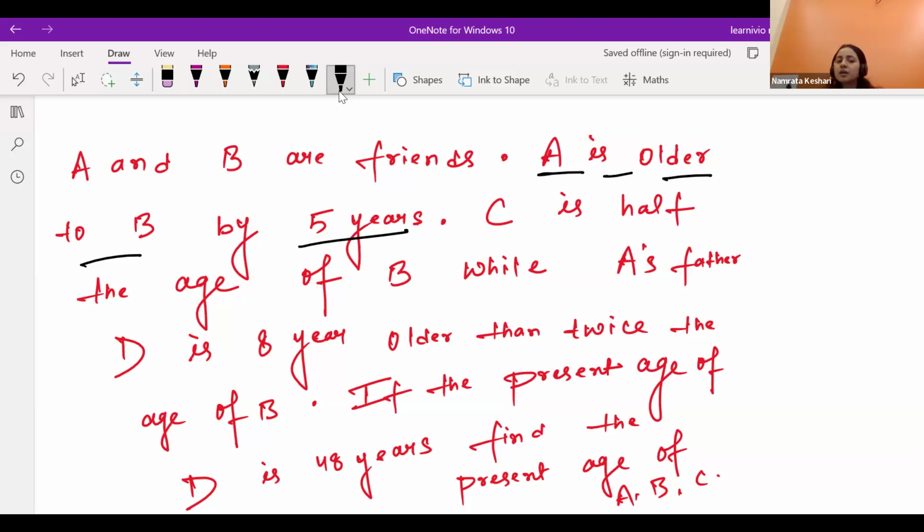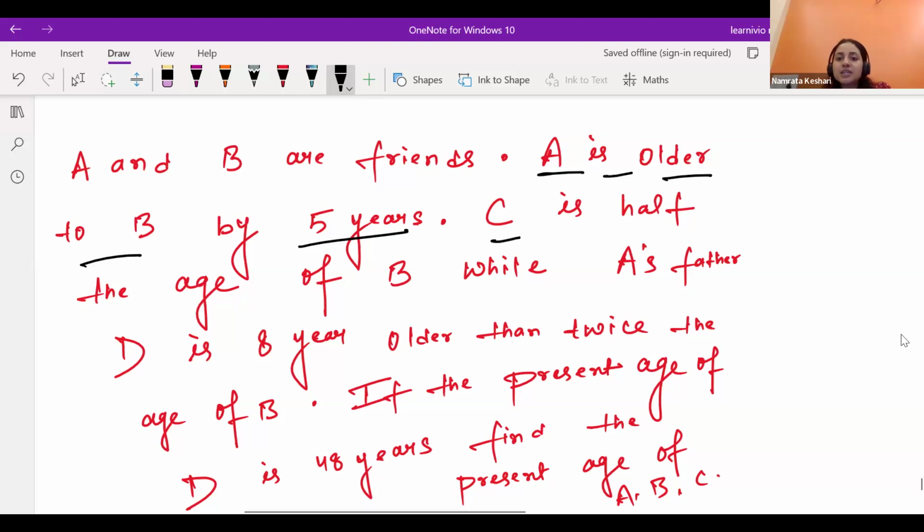We understood. Are we going to take the assumption now? No. At first, we will read it. That is, A is dependent on B. Now, let's read the next part. C is half the age of B. Now, C is also dependent on B. The age of C is dependent on age of B. That's how the statement is framed. While A's father D is 8 years older than twice the age of B. So, everyone is dependent on B.